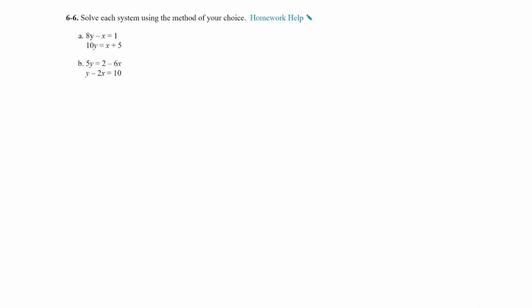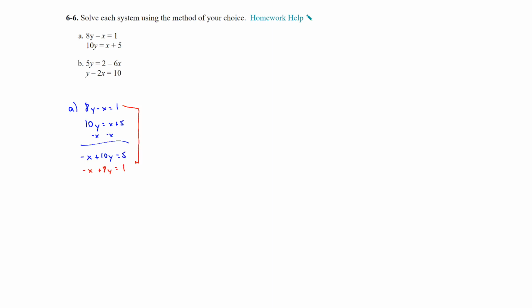Question 6. Solve each system using the method of your choice. So starting with question A, we have 8y minus x equals 1 and 10y equals x plus 5. So we could use substitution or elimination on this one. I'm thinking maybe elimination. I'm going to subtract the x to get the x and y's on the same side. So that'd be negative x plus 10y equals 5. And then I'm going to take my other equation and rewrite it. I'm going to put the x first. So it's negative x plus 8y equals 1.